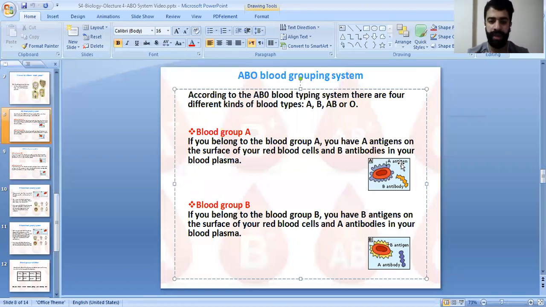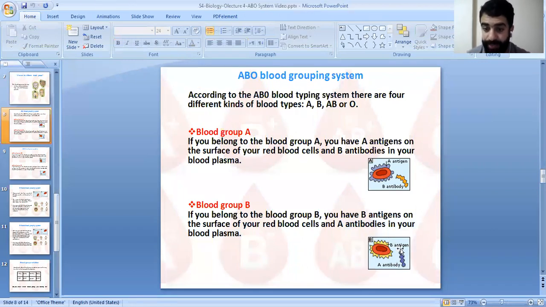Moving to blood group B. If you belong to blood group B, which antigen do you have? The same as the blood group, so you have antigen B. Antibodies should be the opposite, should not be the same as the antigen. So it's going to be antibody A in the plasma. Have a look at this figure here. It has B antigen and A antibody. The antigen is similar to the blood group, so the blood group is B.